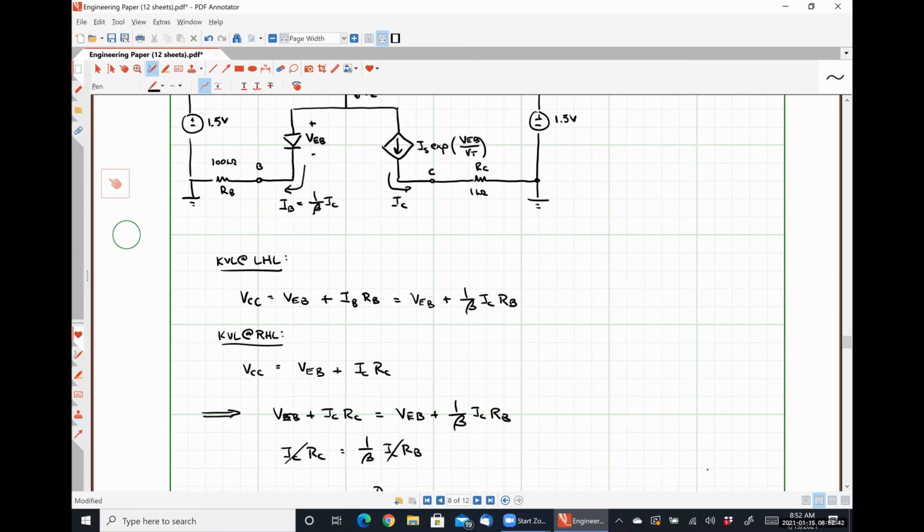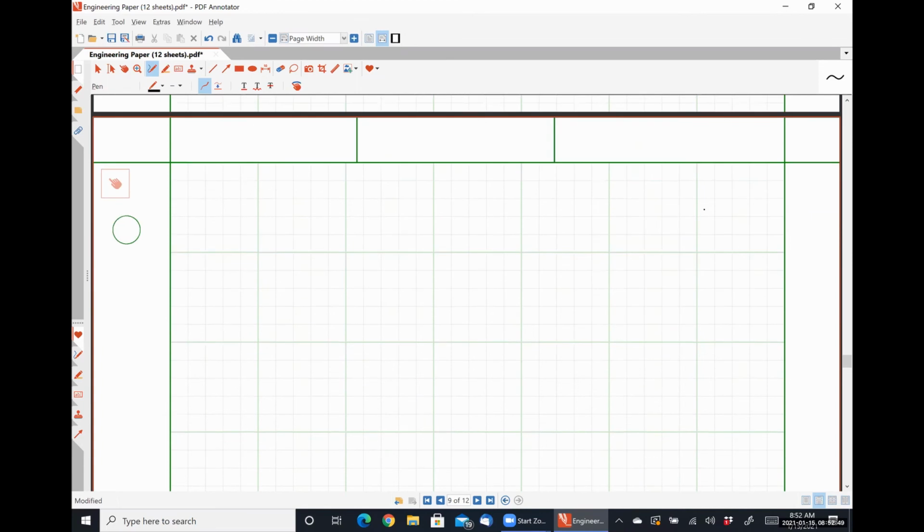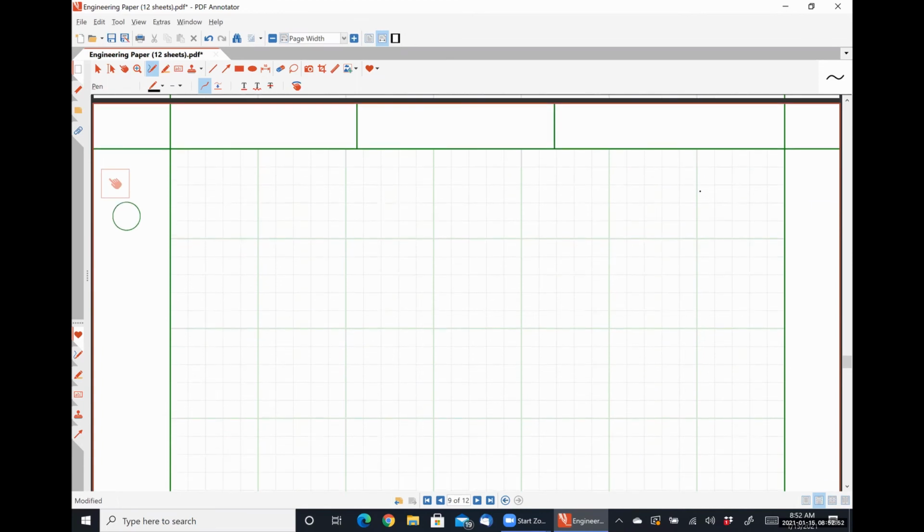Okay, so, all right. Let's take a look at one last problem here. We have another PNP transistor.